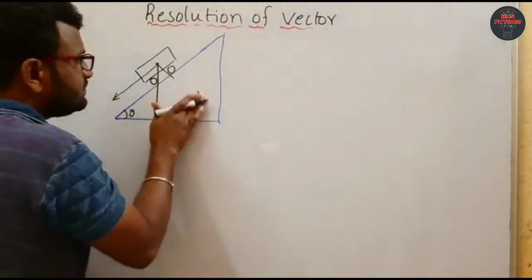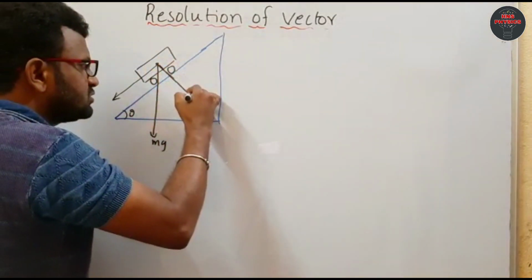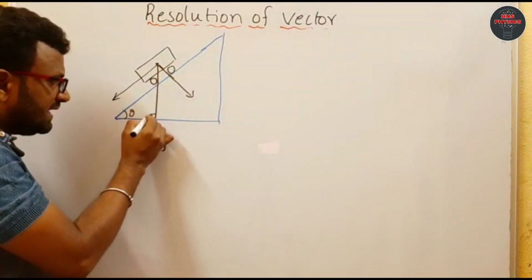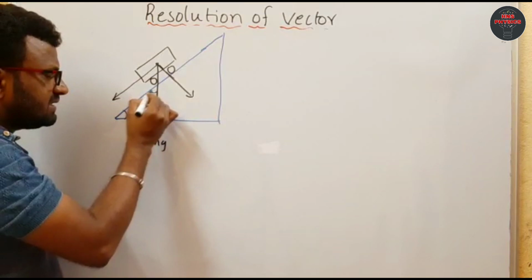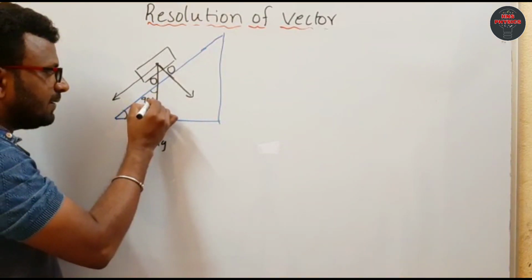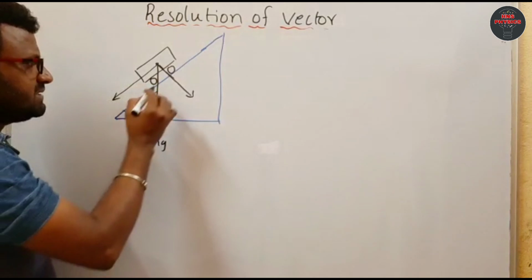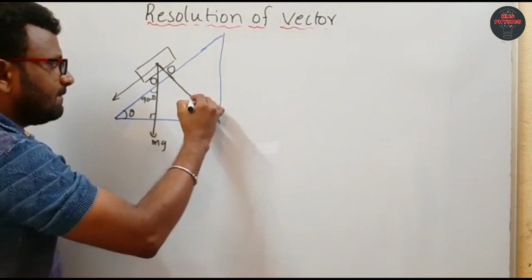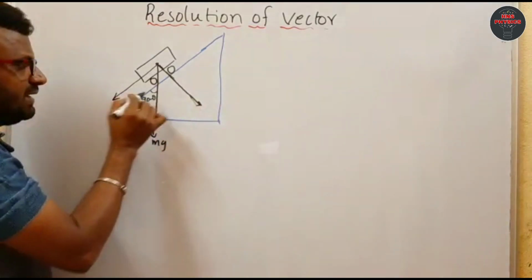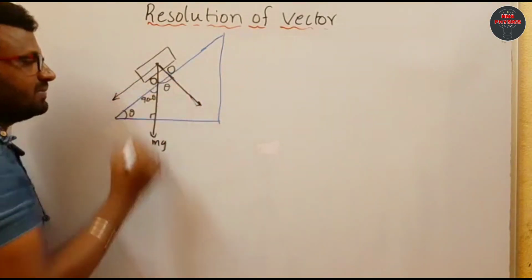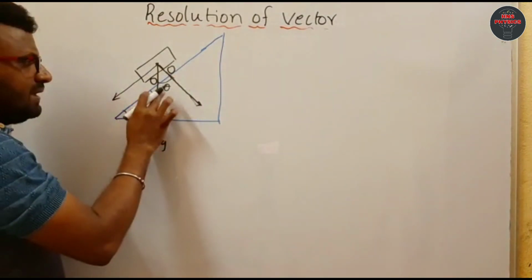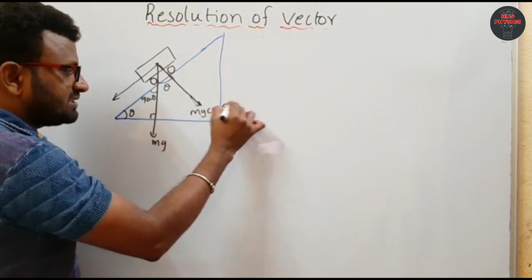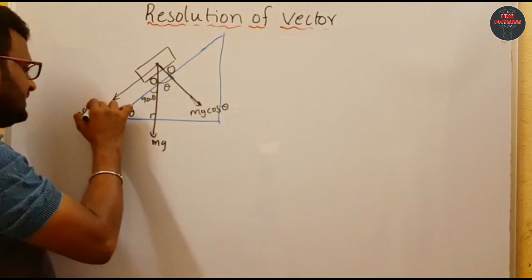See here. Then in these two, which one is the horizontal component? So here this is theta, so what about this angle? This is 90, so this angle is 90 minus theta. When it is 90 minus theta, what about this angle? This becomes theta, right? Now here this is theta, so this component is nothing but mg cos theta, and this component is nothing but mg sin theta.